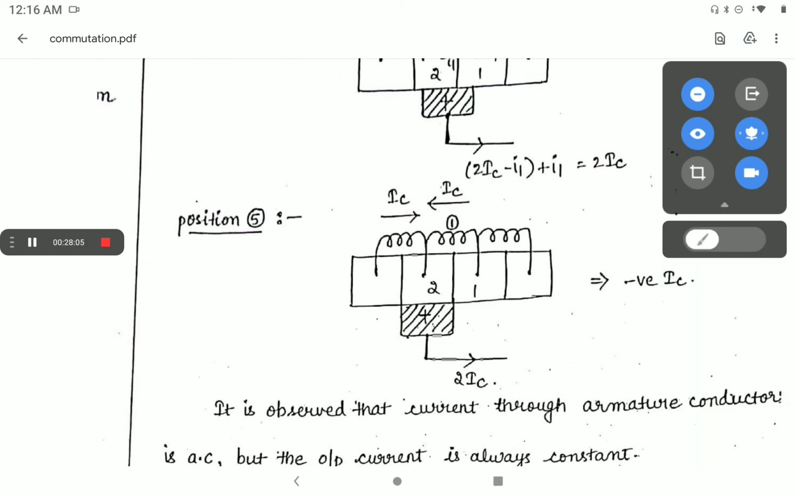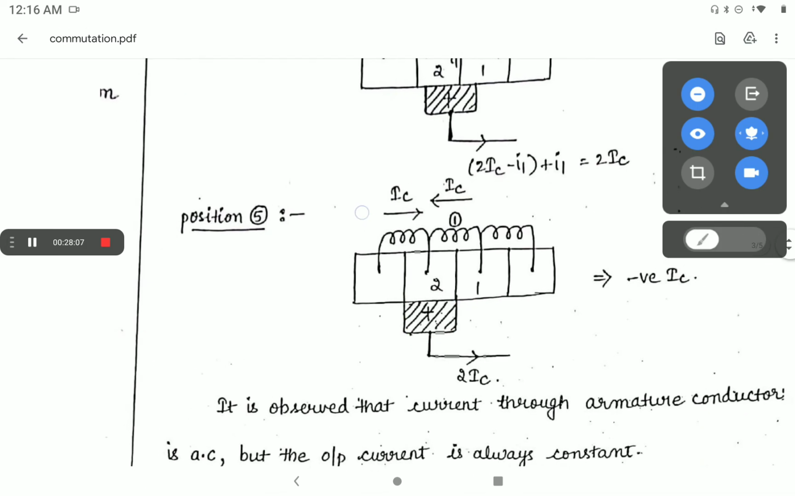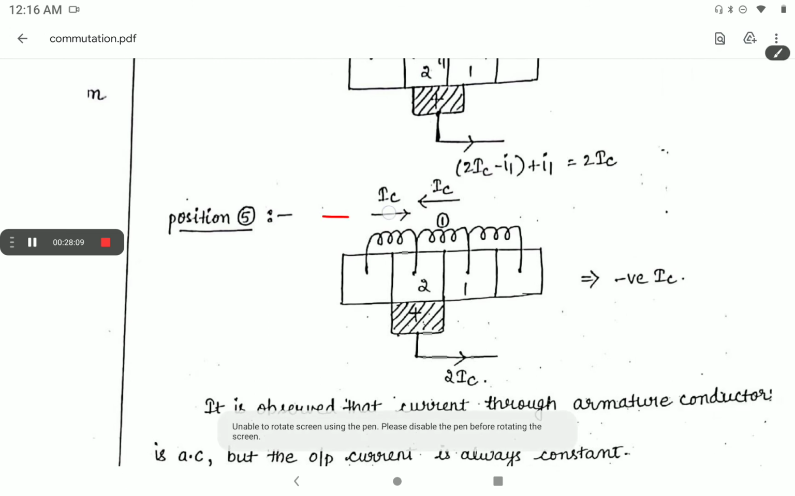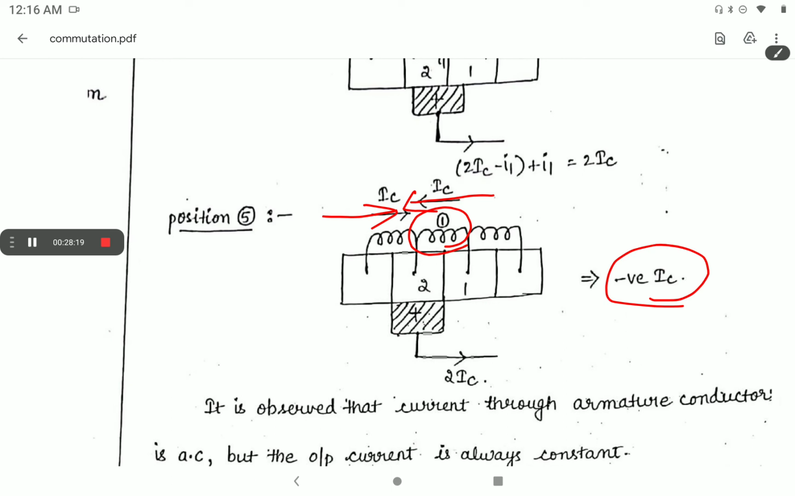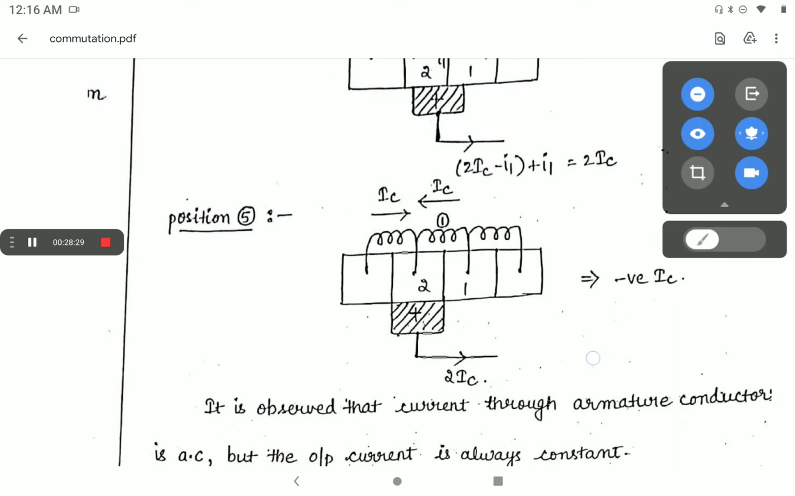We can see here, until now the current direction was this way, left to right. Now the current direction on this coil changes to this direction, so we will denote it as negative IC, but the total current will be incoming to the brush, so the total current will be 2 IC here. Okay.